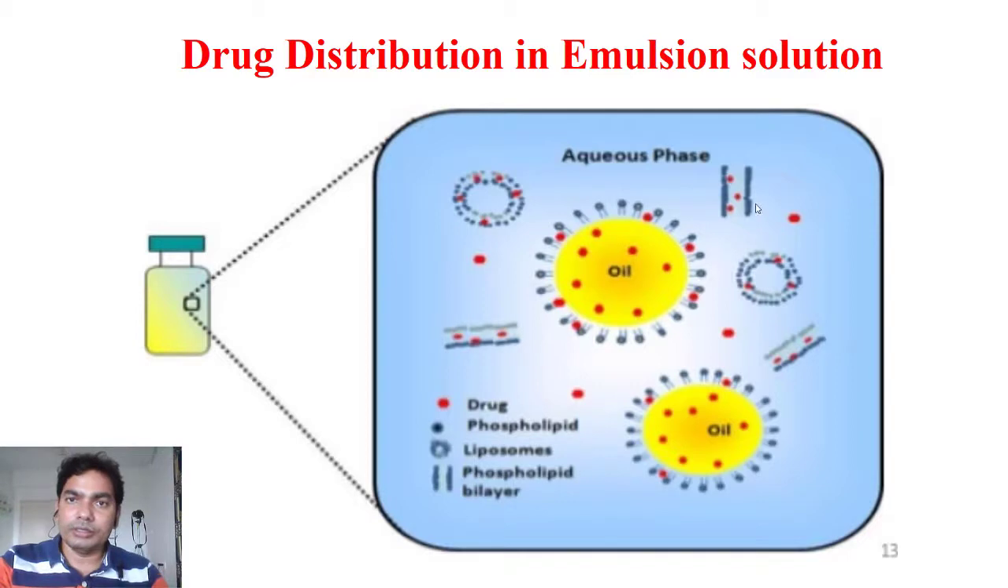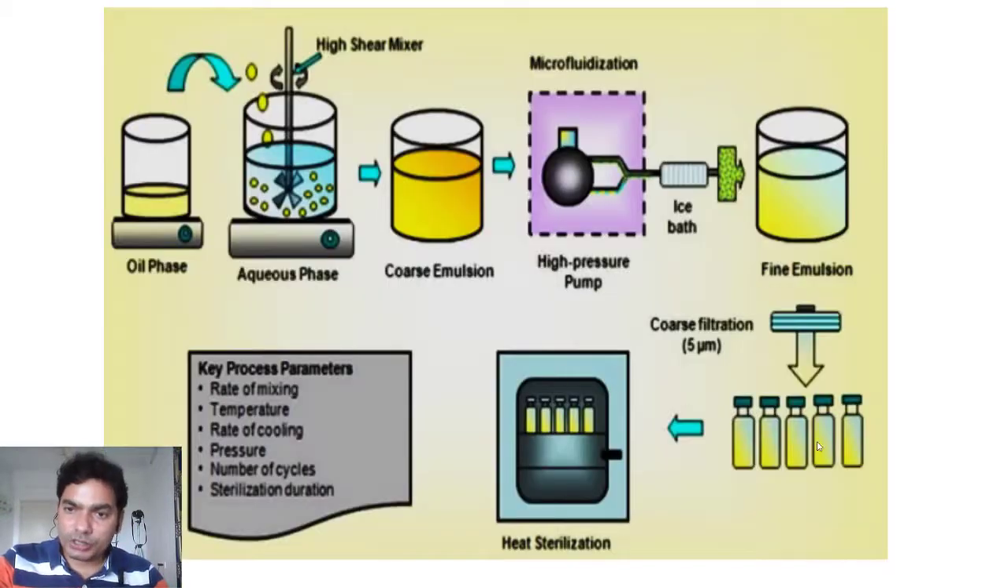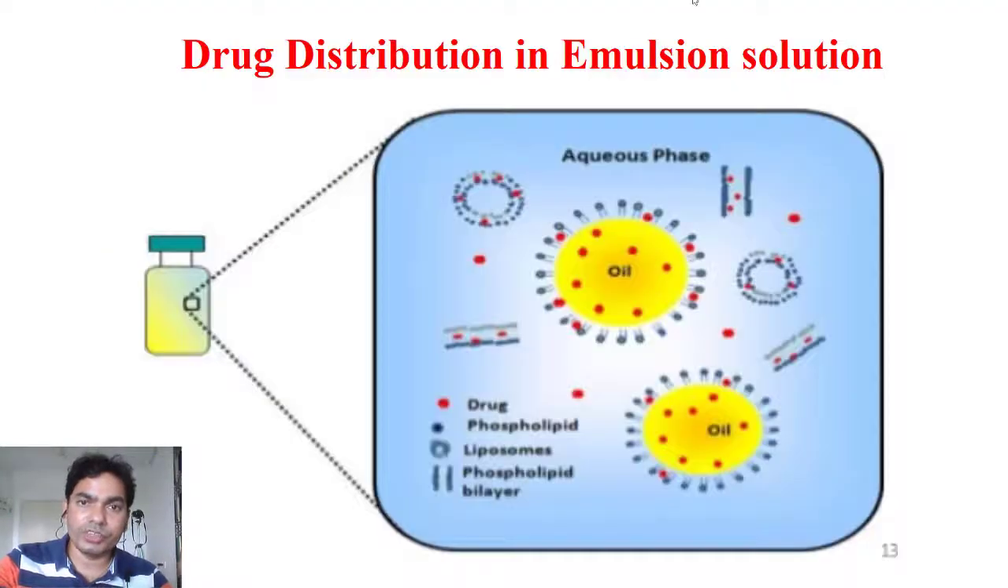So the drug in this injection, what kind of things may be there, I just want to make you see the picture of that injection solution. This injection may have different kinds of emulsion solution, right? So it may be the drug. Here is the drug, the red color is the drug.